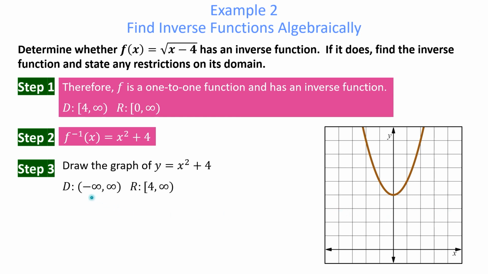So we can write this interval down for the domain. For the range, we look at the y values, and you can see it begins at y equals 4. Then it increases unbounded towards positive infinity. So we can write this interval down for the range.